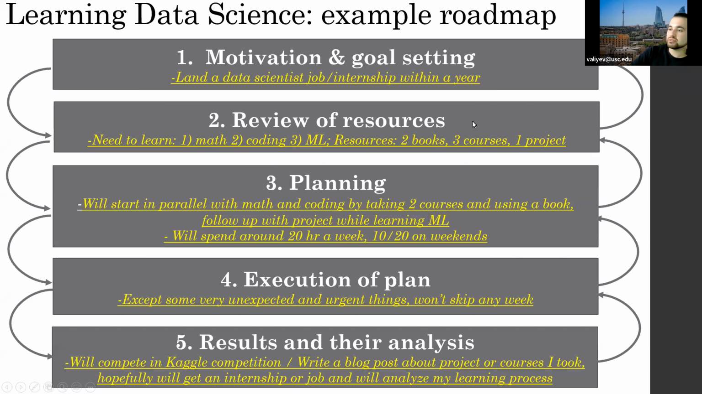So let's say you decide that within a year, you will read 2 specific books, take 3 courses, and do one project. So it's very specific. You have defined what you need to learn, and you have settled on the specific number and type of resources. Then you plan. You plan that you will start with the math and coding by taking 2 courses and using a book. After you finish the math and coding, you will follow up with a project while learning ML. So it's again specific, maybe not very specific. You can do it even more specific, but it's still at least something specific.